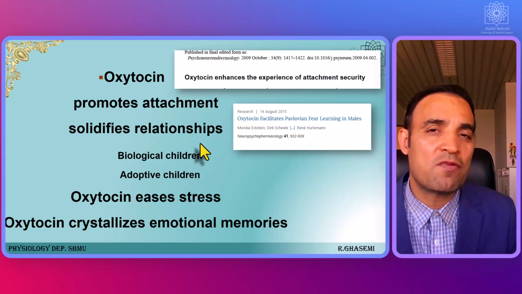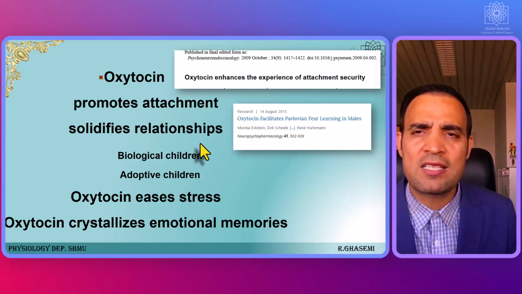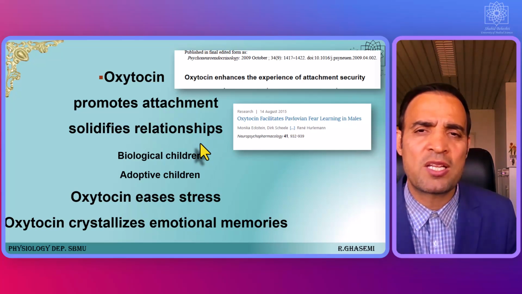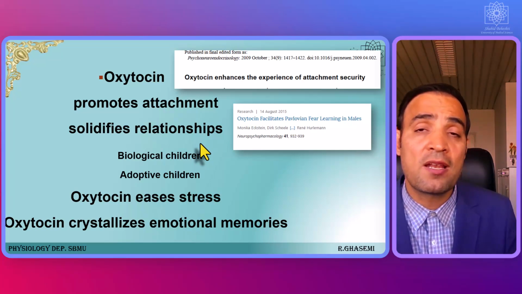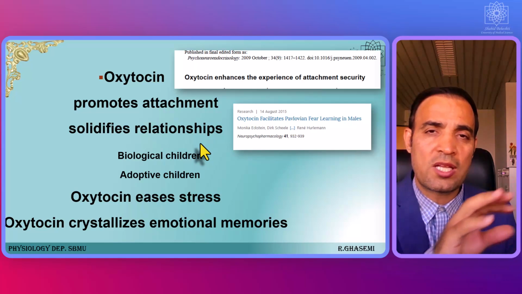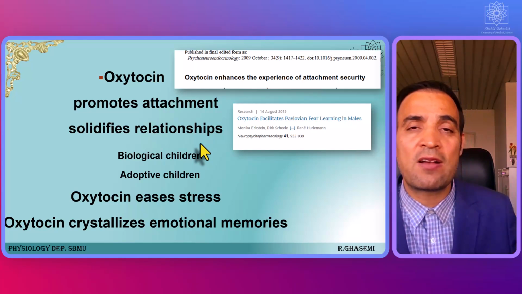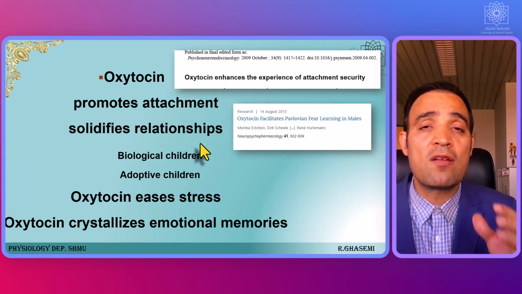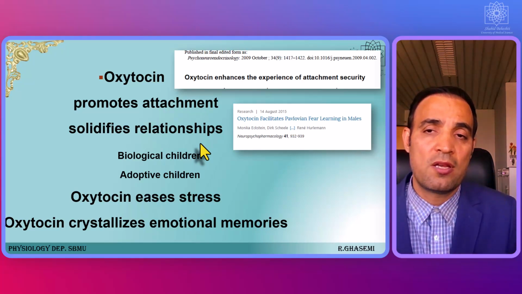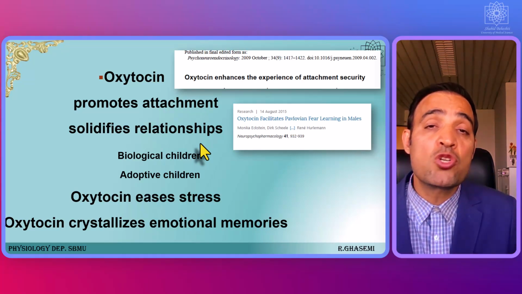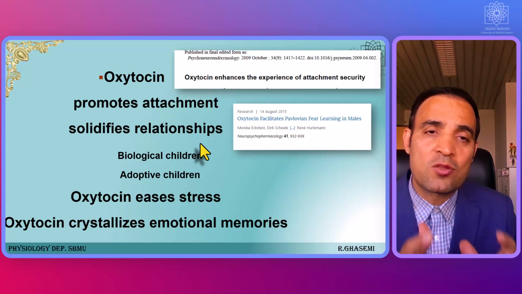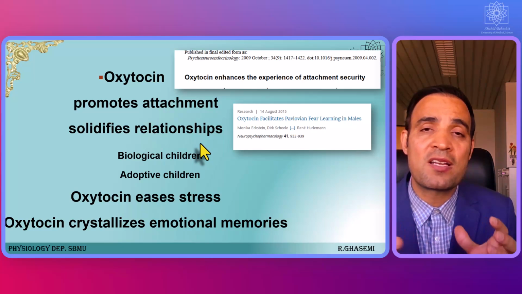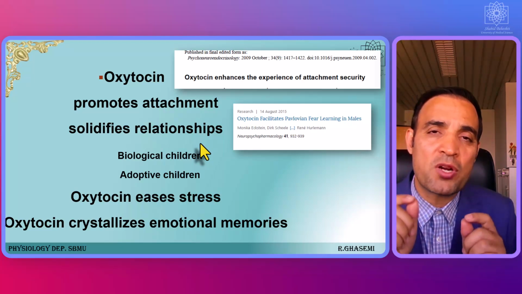These are behavioral functions of oxytocin. You can see it is involved in attachment. It is involved in fear learning, because you saw that the receptor for oxytocin was found in the amygdala, and therefore it is involved in the formation of memory and emotional memory. Oxytocin, as I told you, promotes attachment. It solidifies relationships. It is involved in the process.